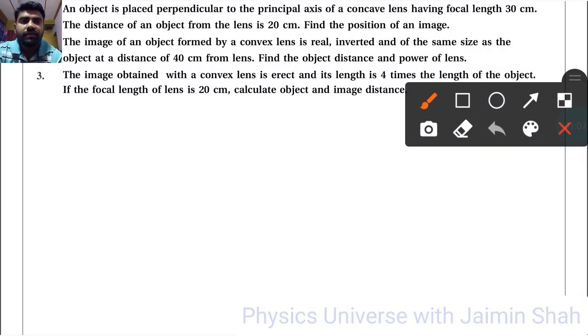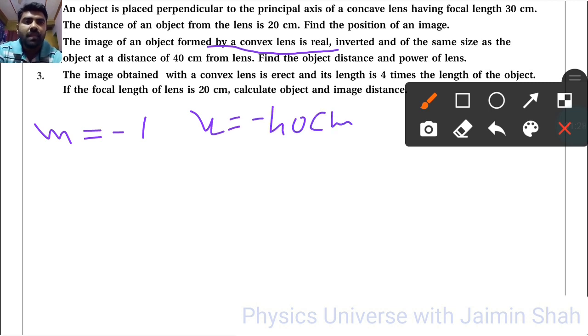Now the second question. The image of an object formed by a convex lens is real, inverted and of the same size as the object. So m is equal to minus 1, since the image is real, and the object distance u is equal to minus 40 centimeter. Find the object distance and power of the lens.